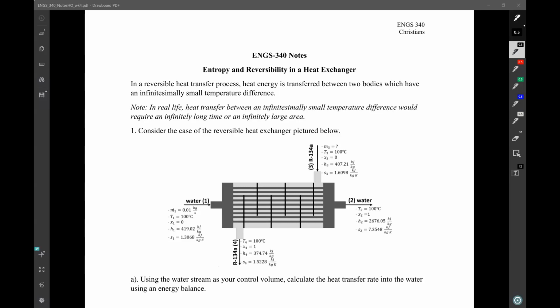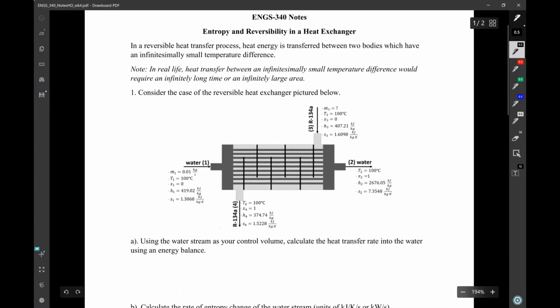Okay, welcome back. If you have your note sheet in front of you, we'll get started. So the case that we're going to look at is this heat transfer where we have water and a refrigerant, R134A.